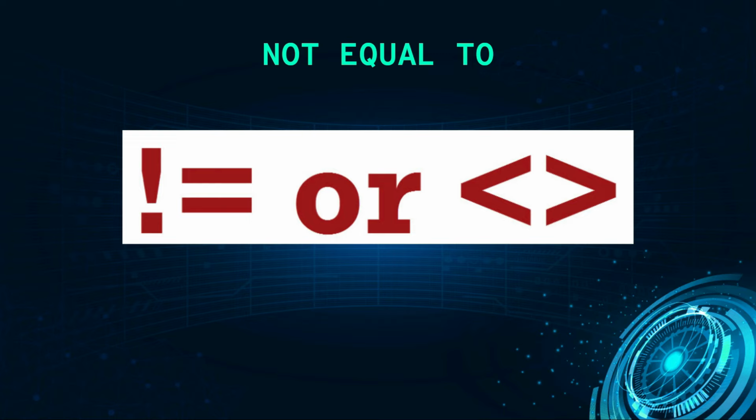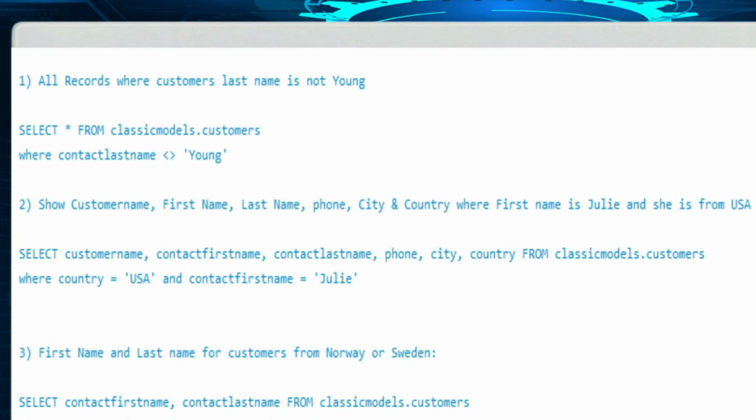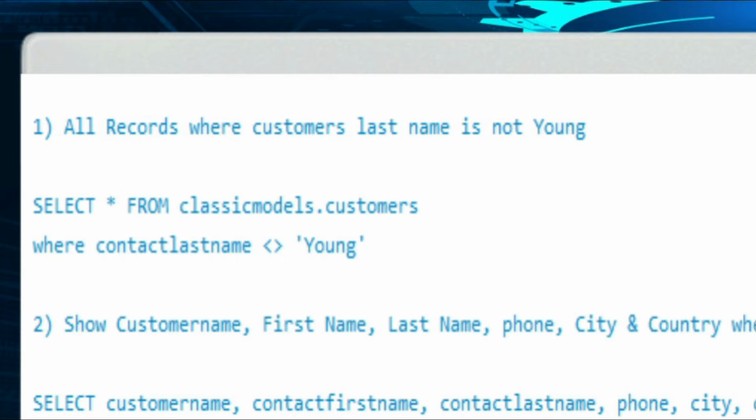Let's take a look at some examples. The first query here will show all customers whose last name is not equal to Young. You'll also notice that I have to put Young inside quotation marks because it is a string. Contact last name is a string data type. So let's have a look at this in MySQL Workbench.